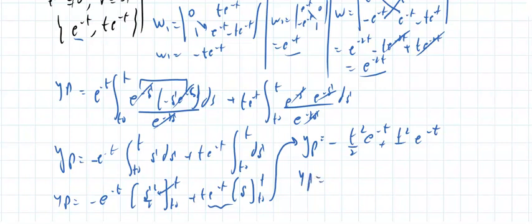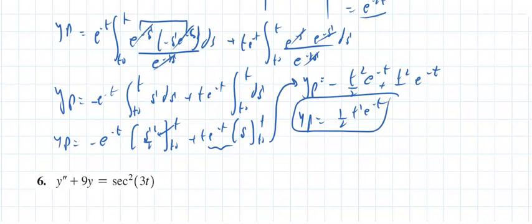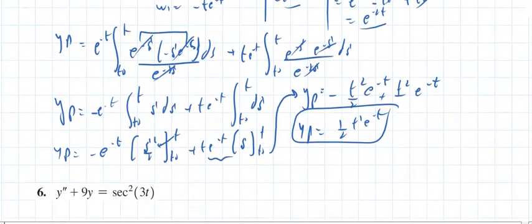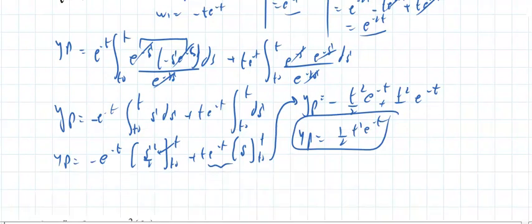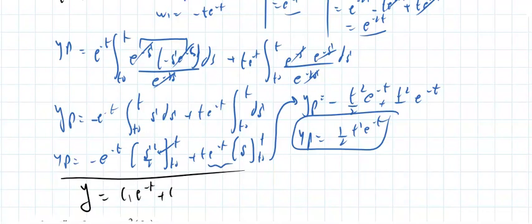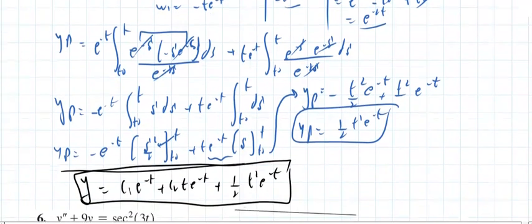The particular is going to be what in this case? What's negative 1/2 plus 1? Isn't that 1/2? So my final solution would be c sub 1 e to the negative t plus c sub 2 t e to the negative t plus 1/2 t squared e to the negative t. Do you see that this is modified? Everything's taken care of. Now on something like this, I wouldn't have used this trick.